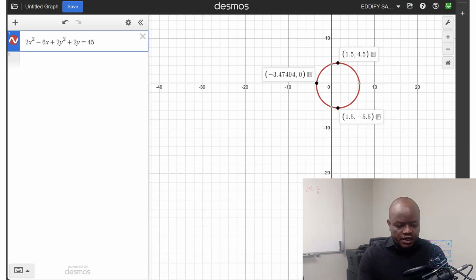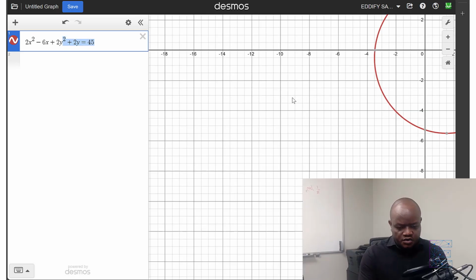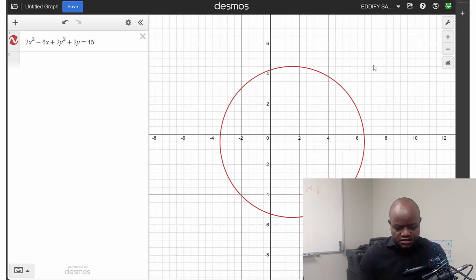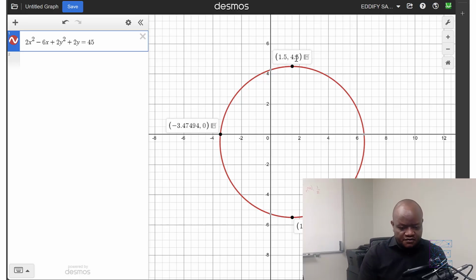With the equation typed into Desmos, right here on the left, you can see it. I'm going to zoom in on the circle and start clicking around so we can see some key points here. Note that point right there is 1.5 comma 4.5, and the one down here is 1.5 comma negative 5.5.